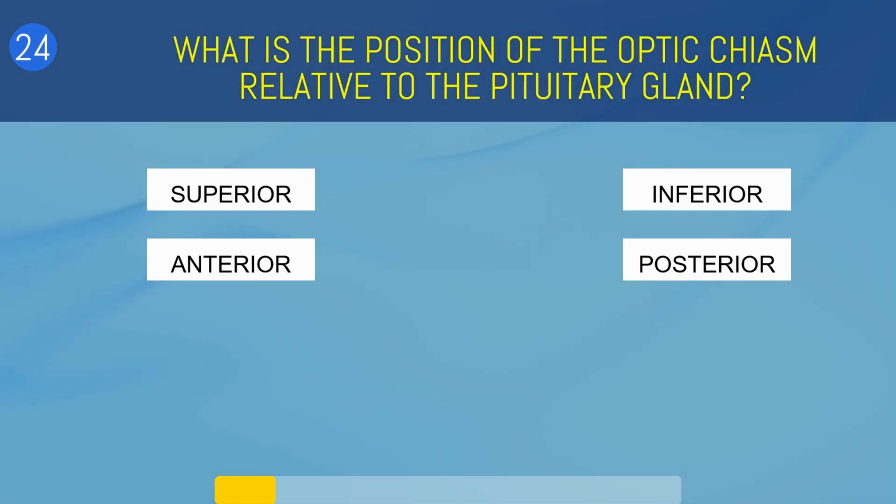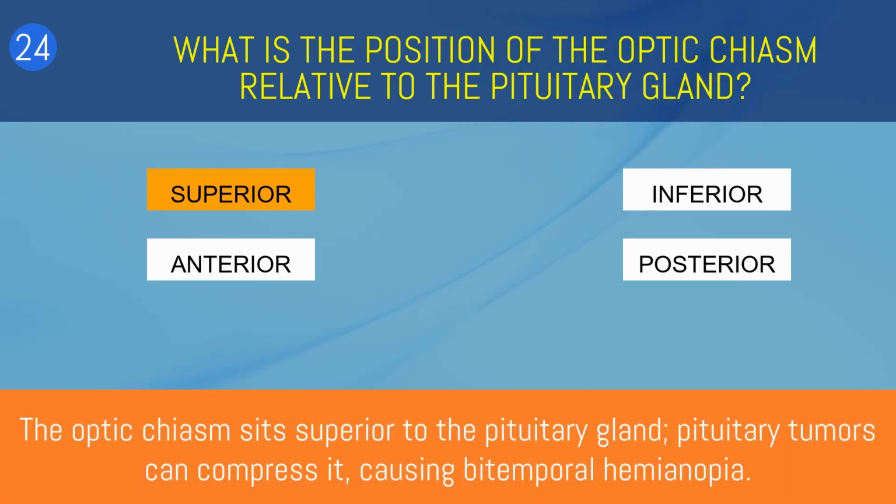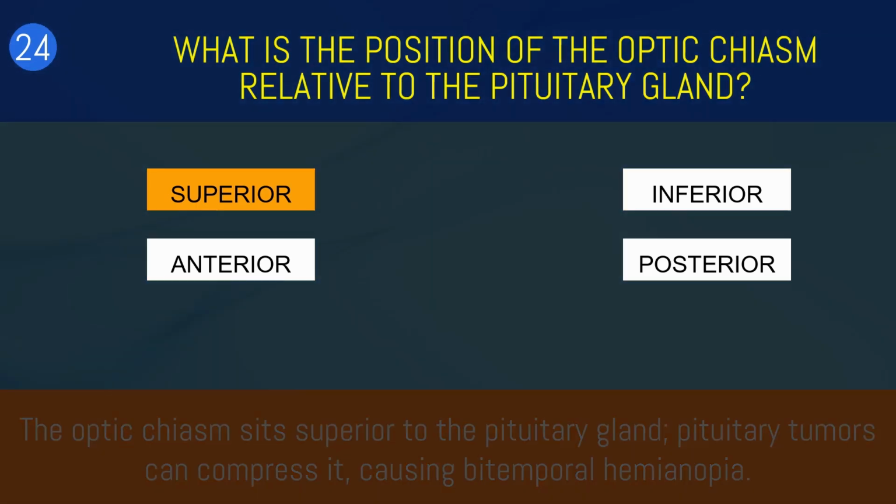What is the position of the optic chiasm relative to the pituitary gland? Superior, anterior, inferior, or posterior? Superior. The optic chiasm sits superior to the pituitary gland. Pituitary tumors can compress it, causing bitemporal hemianopia.